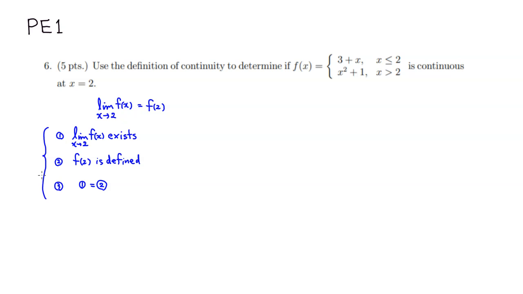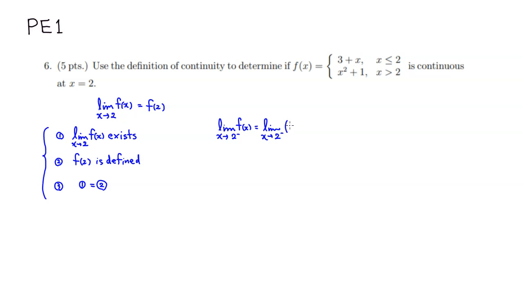In order for the two-sided limit to exist, we have to make sure that the left-hand limit and the right-hand limit give us the same value. So let's compute the left-hand limit: the limit of f of x as x approaches 2 from the left. If x is approaching 2 from the left, x starts out smaller than 2, so we know we have to use the top formula.